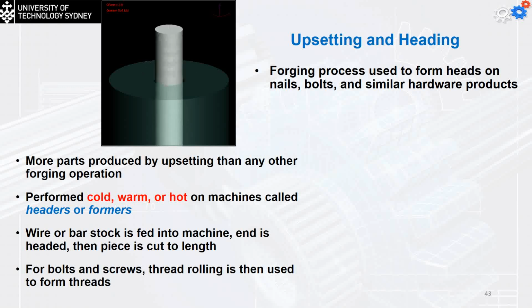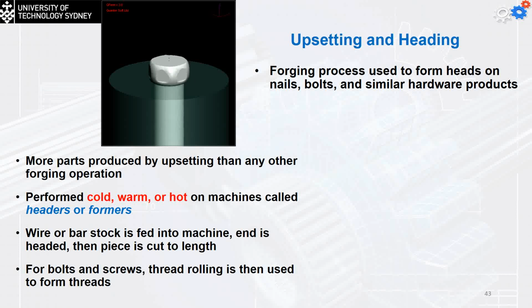The wire or bar stock is going to be fed into the machine and headed, then the piece is going to be cut to length, and for both the bolt and the screw, thread rolling is then used to form the threads on it. So that's the process. We cut it to a length, then we put it in a die to make the head shape.